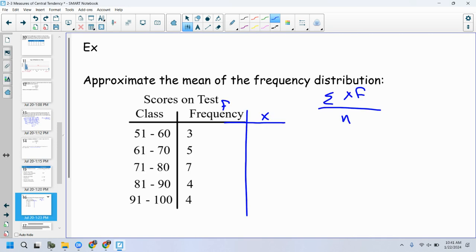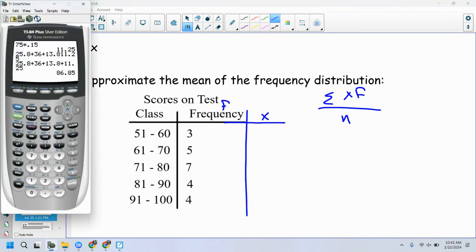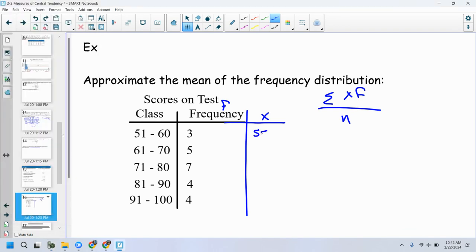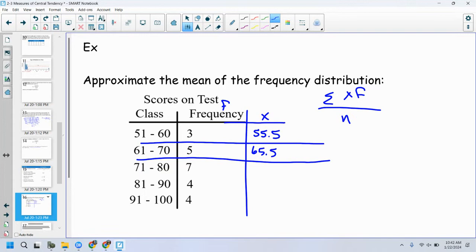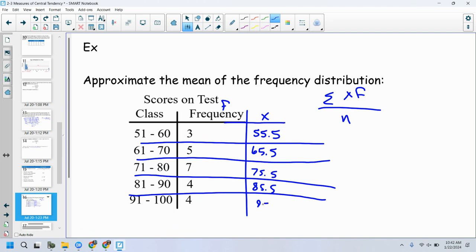So lower limit and upper limit, 51 and 60. 51 plus 60 divided by 2. So the midpoint of the class is 55 and a half. I only need to calculate that once because then I can see I'm going up by tens. So that's 65 and a half. Then we've got 75 and a half, 85 and a half, 95 and a half.